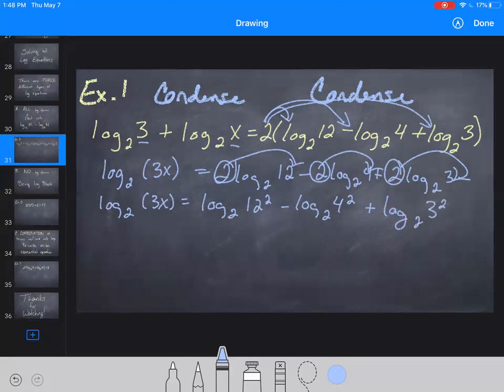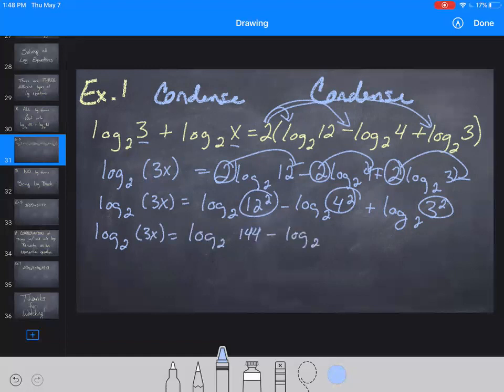And now I can condense it further. 12 squared, I'm going to change. 4 squared, I'm going to change. And 3 squared, I'm going to change. So I have log base 2 of 3x is equal to log base 2 of 144 minus log base 2 of 16 plus log base 2 of 9.